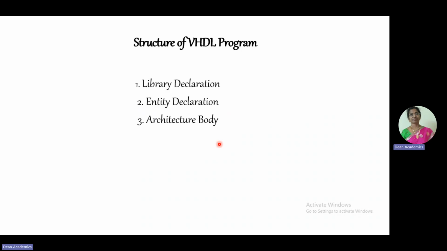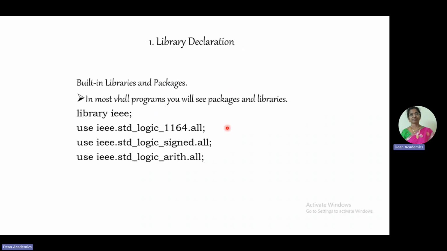Now we are going to learn how to write a basic VHDL program. That is the basic VHDL program structure, taking a half-adder as an example. The structure of a VHDL program contains three basic parts: library declaration, entity declaration, and architecture body.